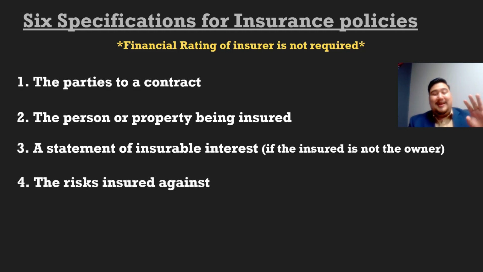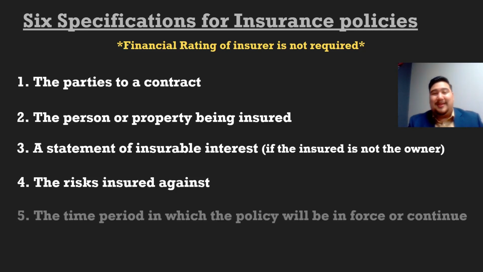Okay. Number 4, the risk insured against. So what it covers you for. Obviously there's sometimes some exclusions, some things that companies are not going to cover you for. So you need to know what they will cover you for. Okay, so that always needs to be included in the contract.